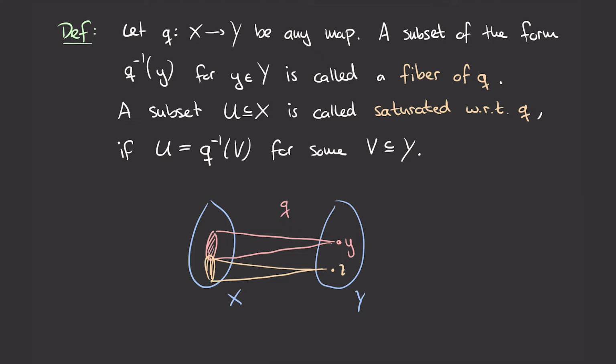On the other hand, it's possible to find subsets of X which are not the pre-image of any subset of Y. For example, if I just take half of this red set here, then this is not the pre-image of any subset of Y as I've drawn it in this picture. Hence, in this case, this green set would not be saturated with respect to the map Q in our small example here.